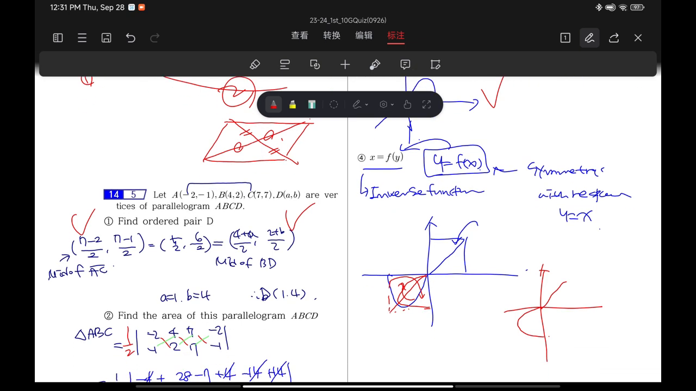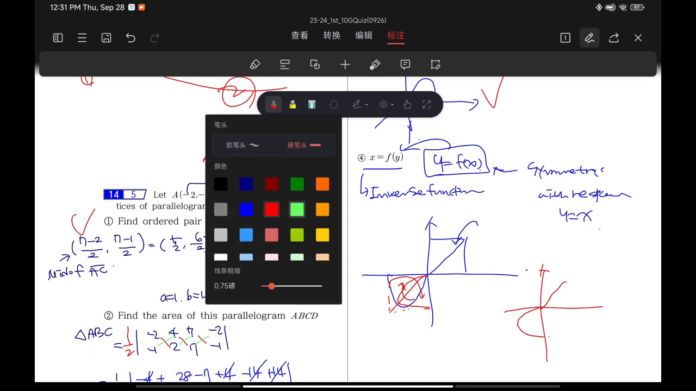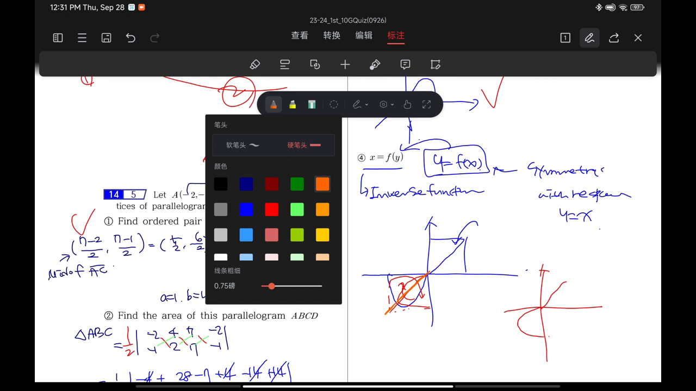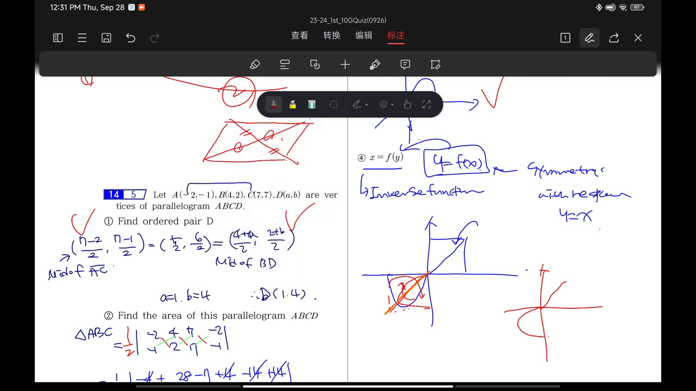Okay, actually it can also be drawn as symmetric with respect to the line y equal x. So in the first quadrant, y equal f(x) does not change, but the third quadrant should be symmetric with respect to y equal x. So this line is y equal x.